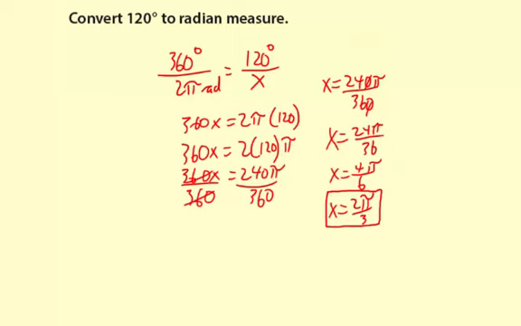So you can reduce by hand the way I did, or you can use a calculator. Either way you want the fraction answer, not the decimal, because the fraction is the exact radian measure, 2 pi over 3 or 2/3 pi.